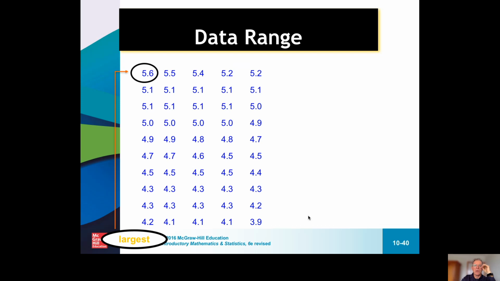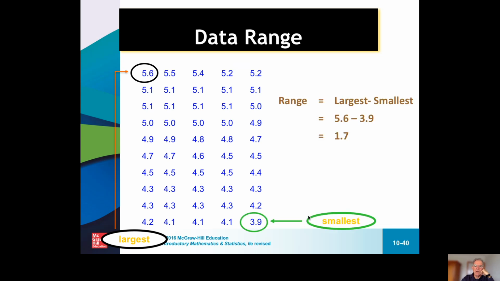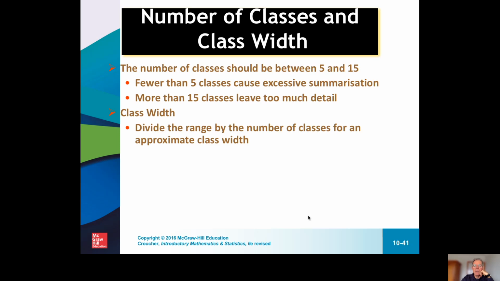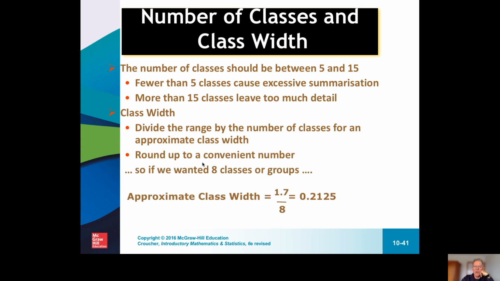So how might we come up with the groups? Well, the first thing we might do is find the range. Grab the largest figure and the smallest figure and find the range, 1.7. And then we might decide, well, how many classes do we want? How many groups, intervals do we want? If you have less than 5, you're summarizing too much. More than 15, and it's getting a bit cumbersome. So let's imagine we've decided we want 8 groups of data.